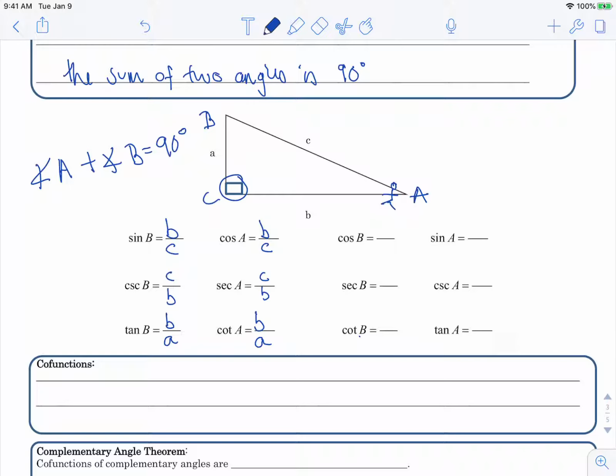Cosine of B, all right, well, let's get rid of him because we're no longer at A. Cosine of B, so now we're standing back here. Cosine is adjacent over hypotenuse. Secant of B, well, that's going to be its reciprocal. Cotangent of B, well, that's going to be adjacent over opposite. All right, so for the last column, I'm going to hang out at A. Sine of A is A over C. Cosecant of A is its reciprocal, so that would be C over A. And tangent of A is opposite over adjacent.